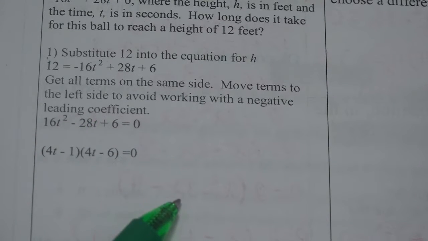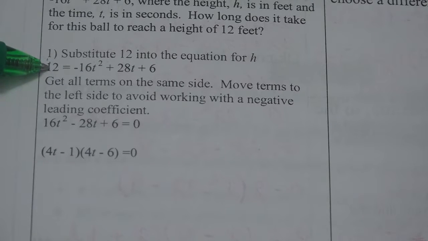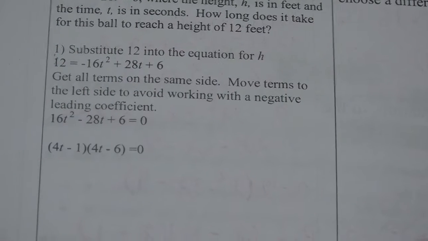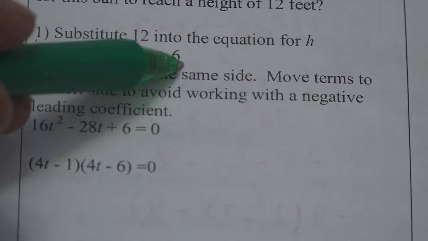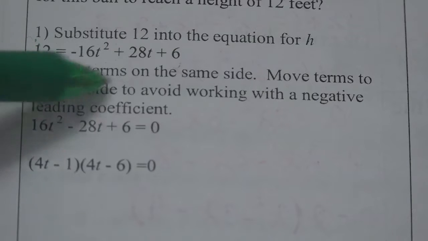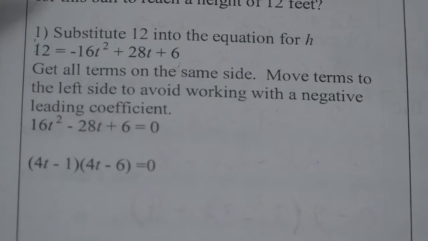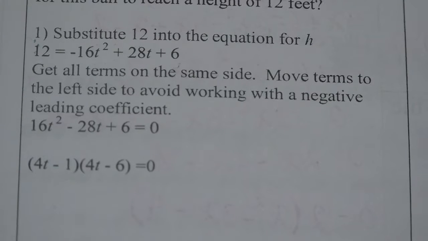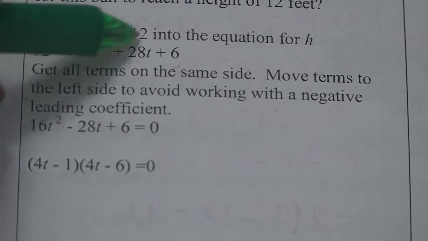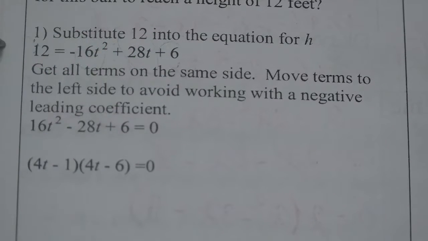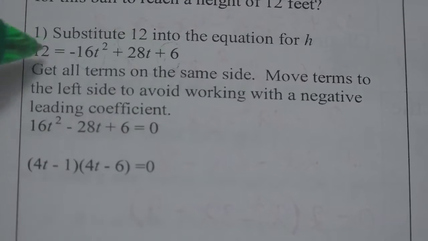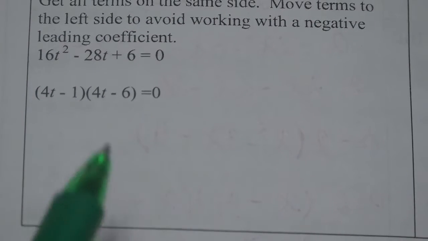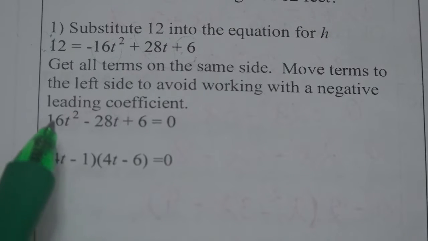What does that mean? Instead of moving this 12 over here to the other side to make this 0, if I had done that, I would have been working with a negative 16t squared, and I don't want to do that. I want to be working with a positive 16t squared. So instead of moving this over here, I move everything to the other side. So this becomes positive 16t squared, this becomes negative 28t, and this becomes negative 6. See that? And that's what I have here.